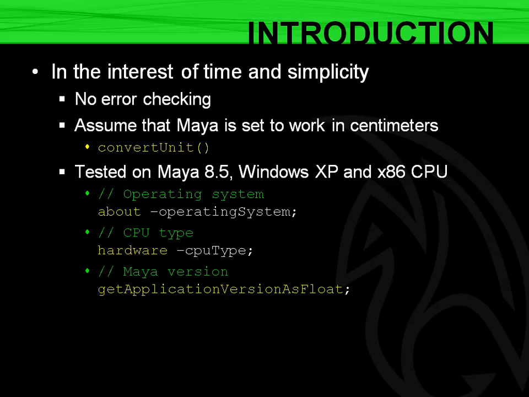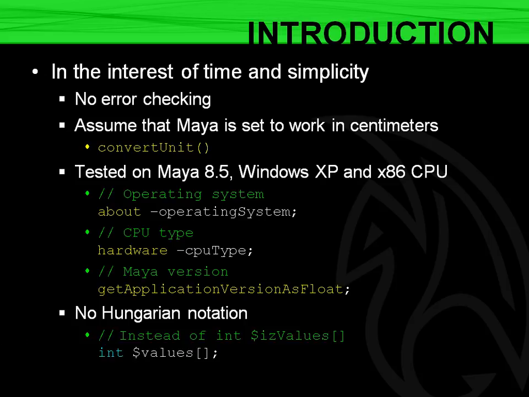And then finally, there's another command here called get application version as float, which gives you a floating point number, which is the version number of the application. So in this case, it would be the floating point number 8.5. If for some reason, and it does happen between versions of Maya, that commands or flags will change, you can find out if the user is using a particular version of Maya. Again, I haven't done any of this, just in the interest of time and simplicity.